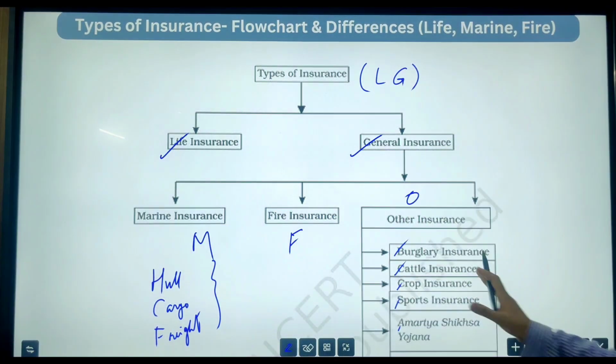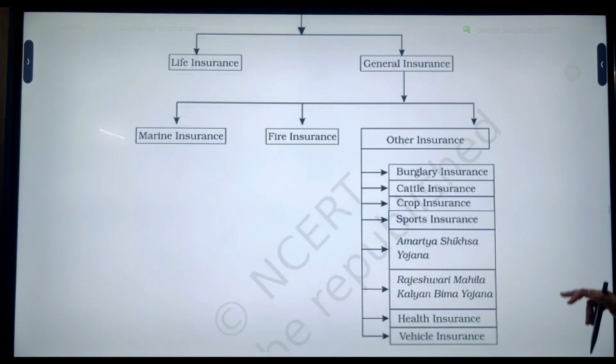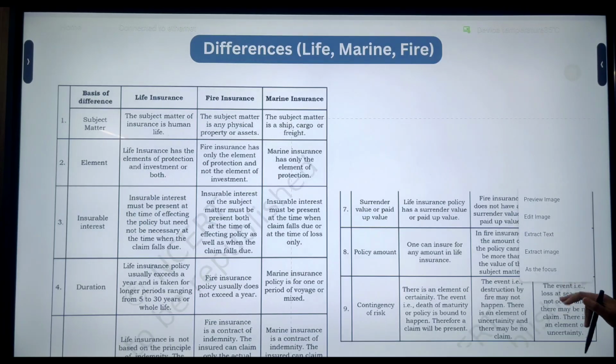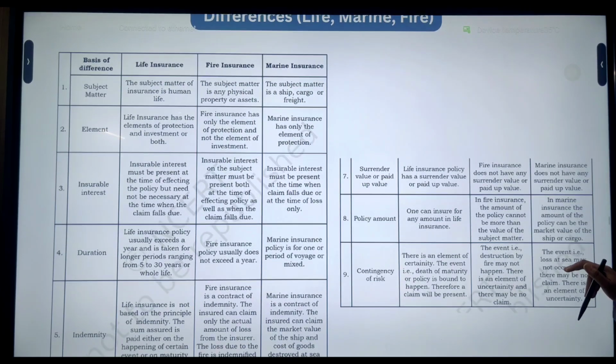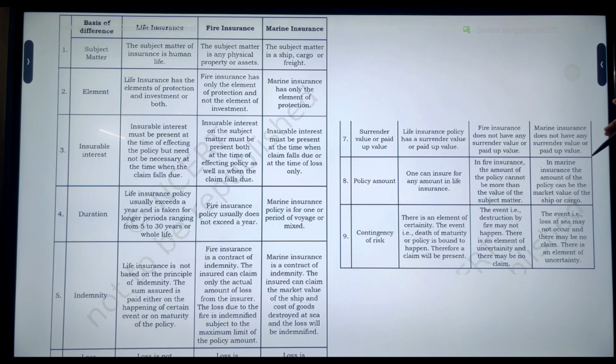So these are the various classifications of insurance, students. Now let us see the common thing that has come as a question from this topic: the differences between life, marine and fire insurance, very, very important. Let us quickly discuss the differences between these three.